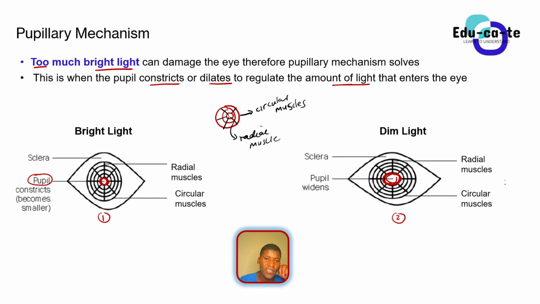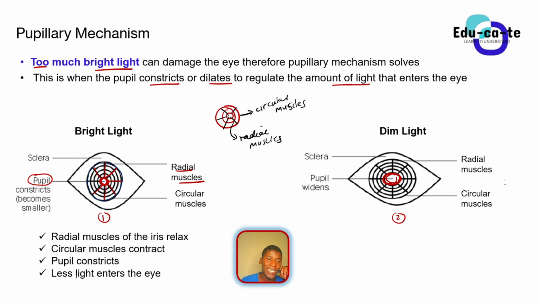So now these two, they act antagonistically against each other. When we look at them from the diagram, here are the radial muscles, the ones that look like straight lines. They are straight lines in this diagram. And then the circular muscles are the ones that are circles around the iris. So these ones are the circular muscles. I'm sure it's easy to identify. So now let us look at how the pupil ends up becoming smaller during bright light.